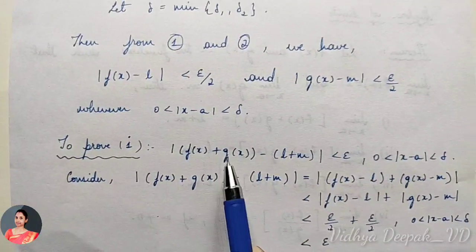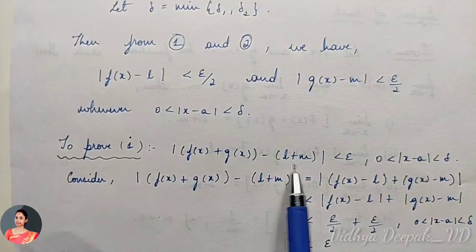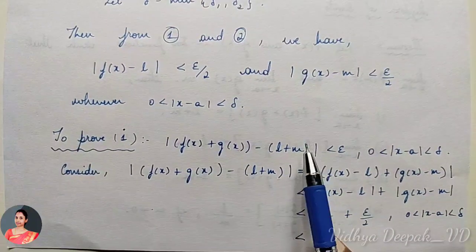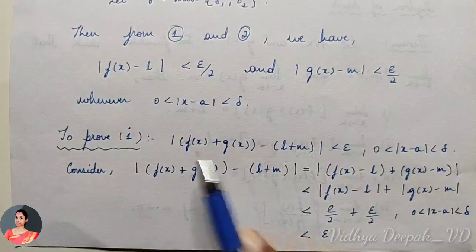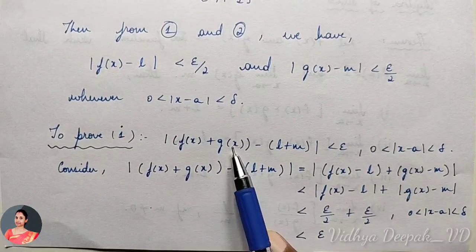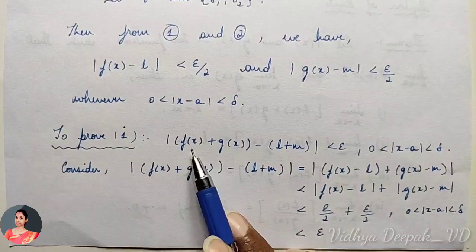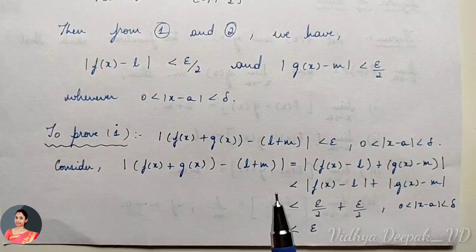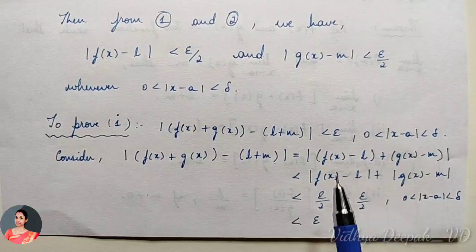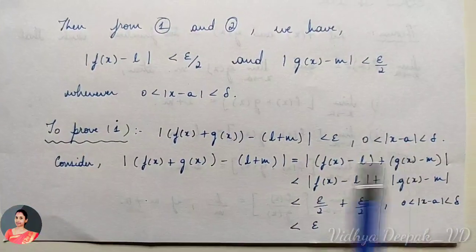Mod of f of x plus g of x minus of L plus M. Instead of one function, I'm taking two functions. Instead of one limit, I'm taking two limits of these two. Okay, I want to prove f of x plus g of x, L plus M. That's why I'm taking positive here. Okay, less than epsilon. 0 less than mod of x minus a less than delta is the condition we have.